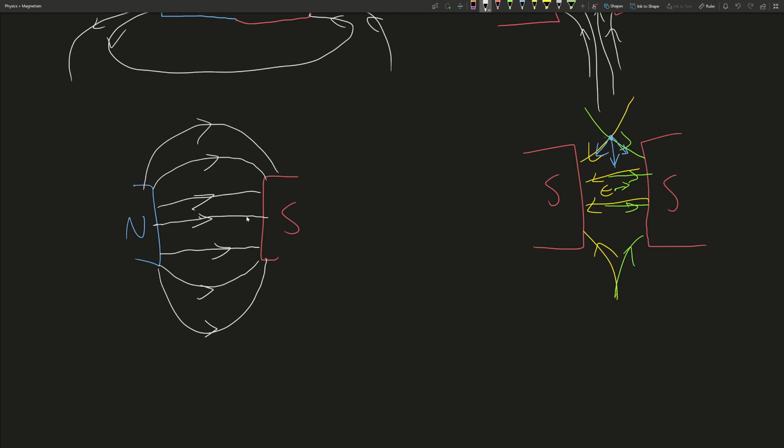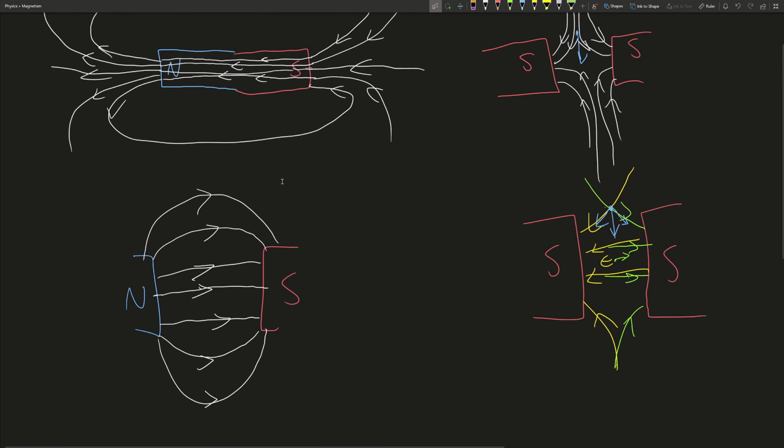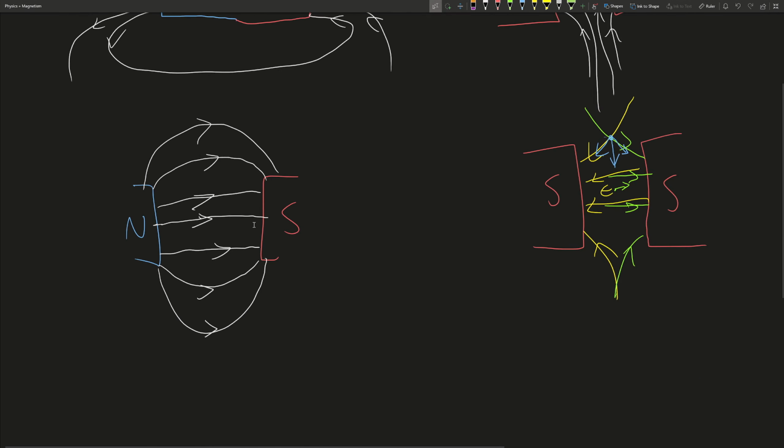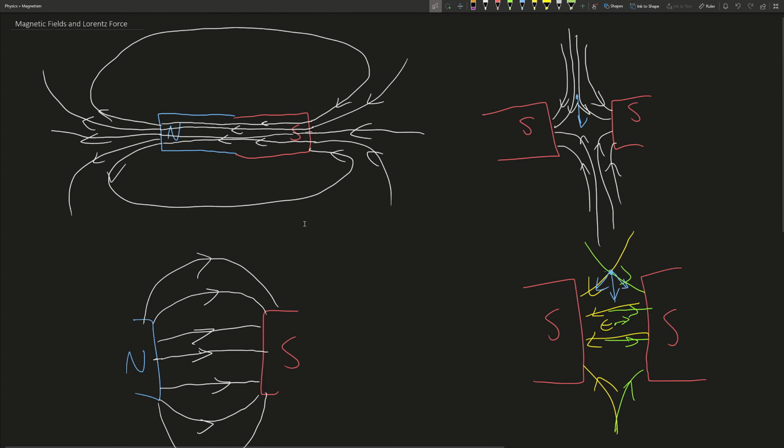So if they're close together relative to their size, then this field here seems uniform, but as you get towards the edge, it starts curving outwards more. But again, if you have two opposite poles, these field lines connect like this and they attract. But if you have the same poles, the field lines seem to repel each other or push each other apart.